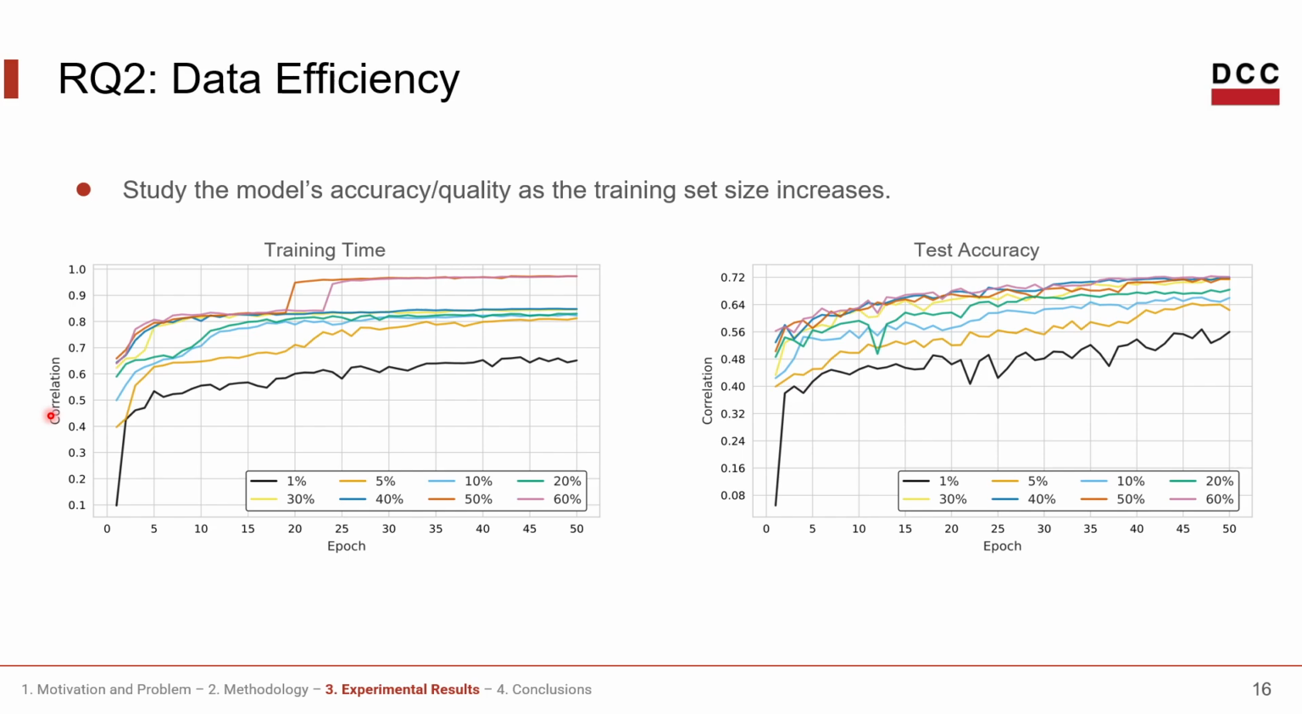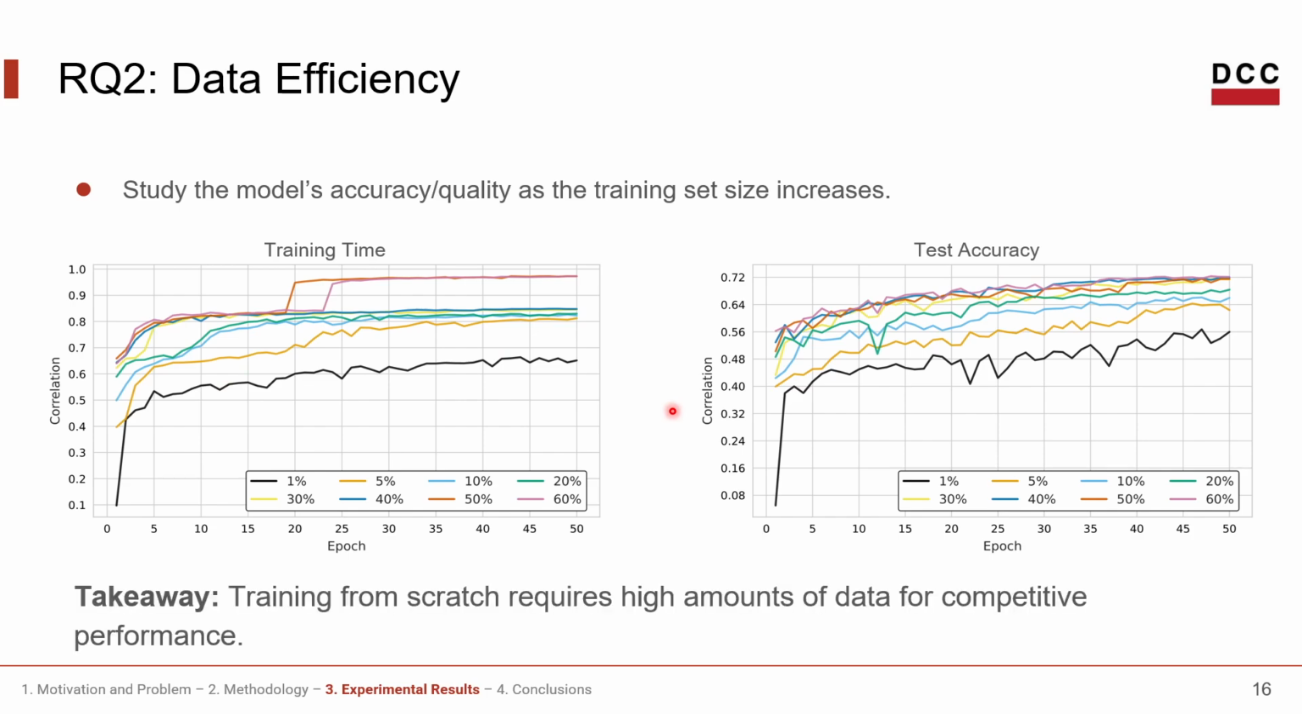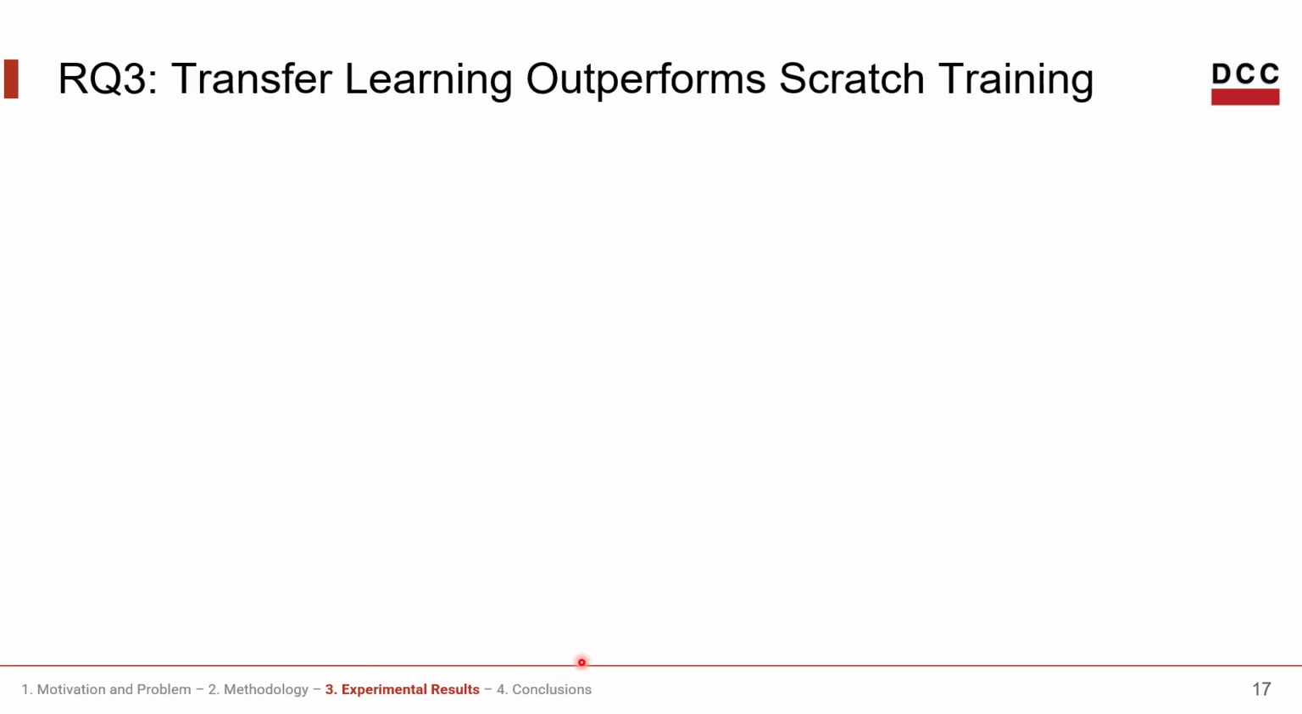And here you can see the progression as the amount of data used for training increases, starting at 1%, where the model doesn't perform very well, and then 5%, 10%, 15%, and so on for both training time and test accuracy tasks. And basically, the higher the amount of data, the better overall the model performs. So the takeaway is that training from scratch requires high amounts of data for competitive performance. You can't just use 1% if you really want to reach those higher levels of model quality.